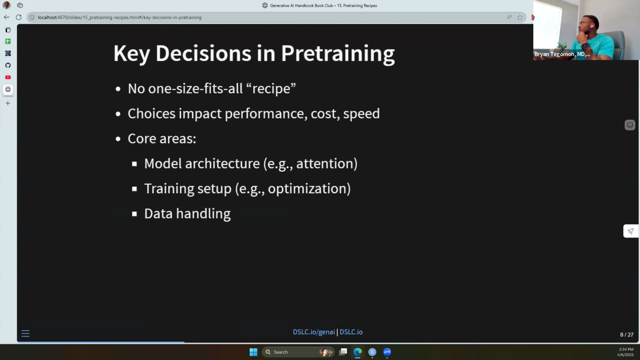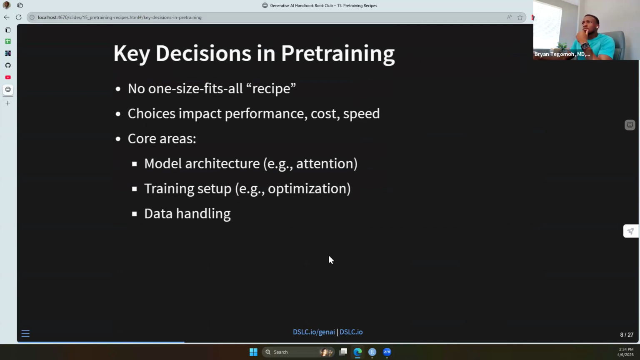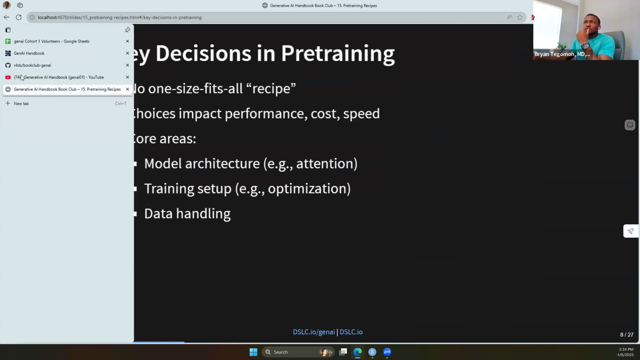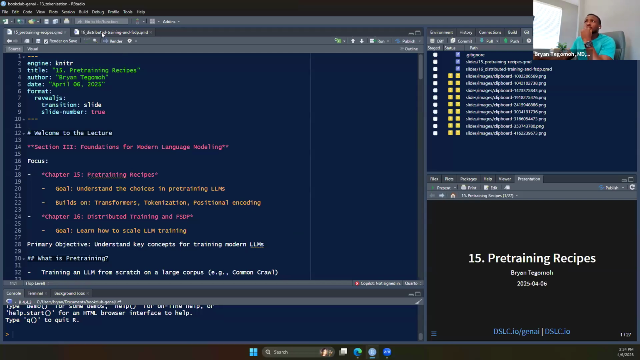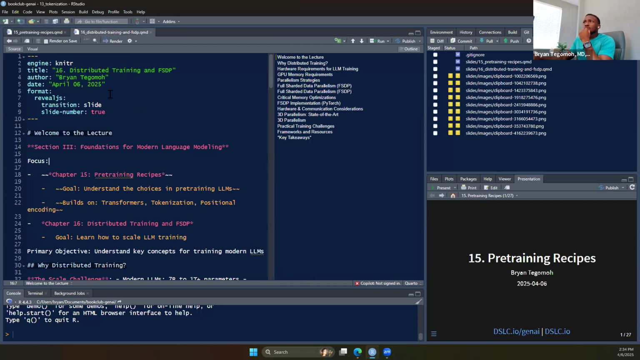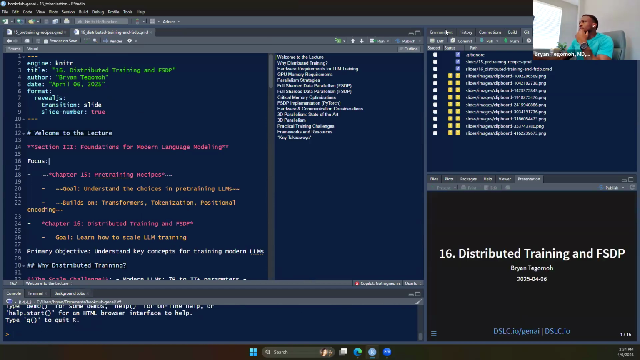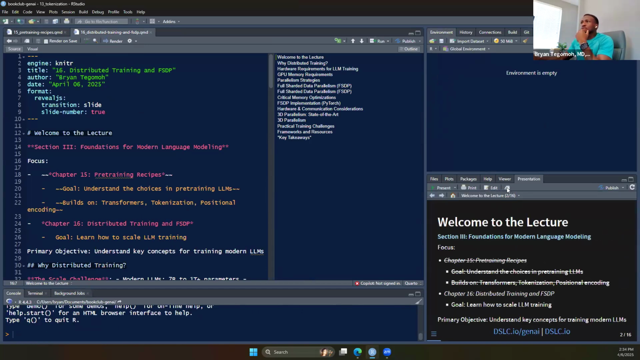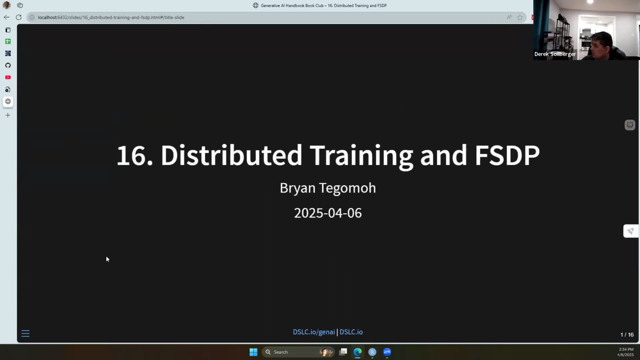I just noticed some of my slides, some of my images didn't render, so I'll have to go back and see what's going on there. But if that's okay, I will proceed with the next slide presentation, chapter 16, which is on distributed training and FSDP. Let me see if that will render there. Yes, that should, hopefully that works. Good.